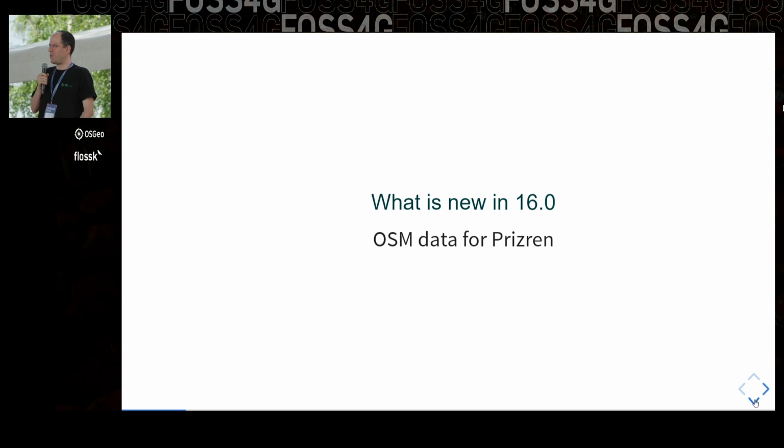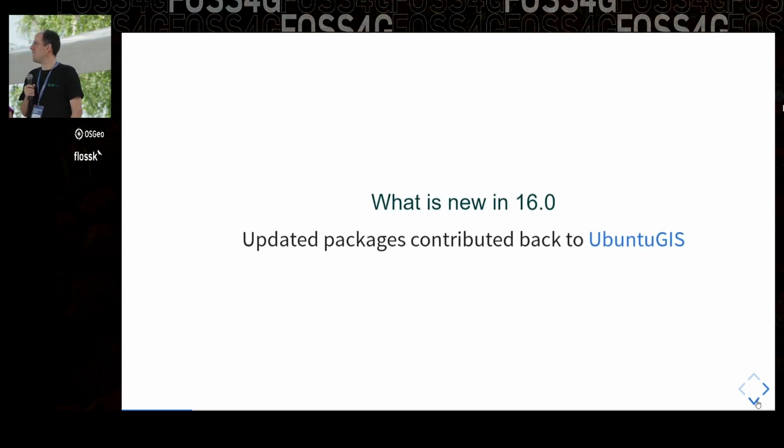We provided also the OpenStreetMap data for Prizren. And the packages that we had to rebuild from Debian GIS are contributed back to Ubuntu GIS. So we are helping get the Ubuntu packages more up to date since we are in the middle of this pipeline.